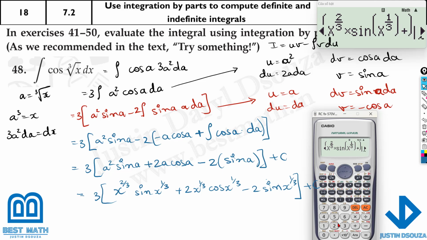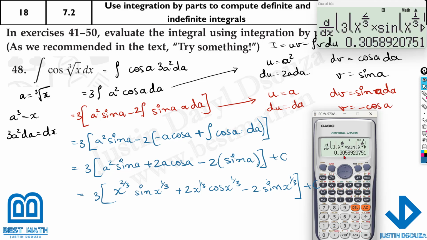And then we have plus 2 x over here, alpha x, not shift x, raised to the power 1 divided by 3. And then we have cosine x raised to the power 1 by 3, close the bracket. And then we have minus 2 sine x raised to the power 1 by 3, close the bracket over here. And then I'm going to close the bracket for the 3. And at x equals 2, it should be 0.3. Let's check. Yes, it's 0.305.